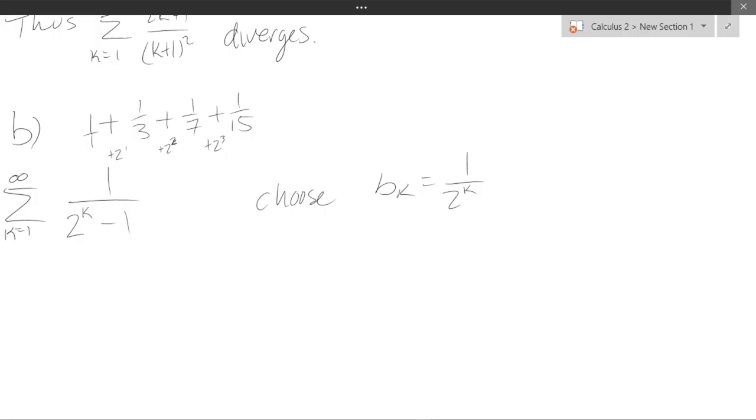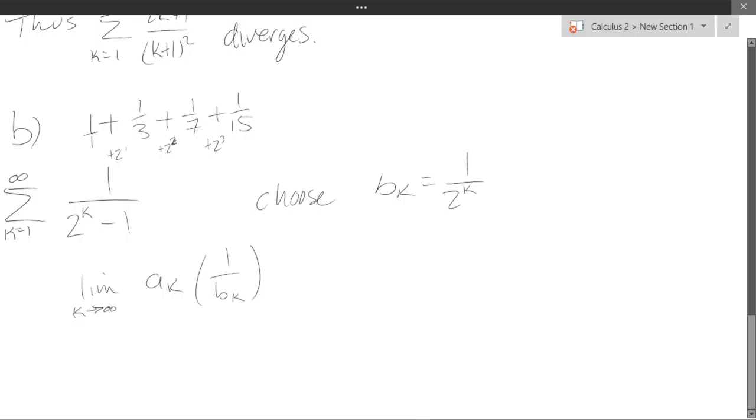So there's bk. Now we're going to find the limit as k approaches infinity. I already see it's going to be a fraction of fractions. So we'll just start out with the reciprocal right away. So go ahead, find this limit now, and hopefully it'll be 1. But be careful, don't just assume it's 1, because most of them will work out to be 1. So you've got to actually do the limit.